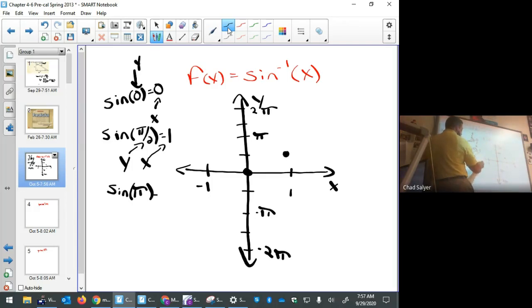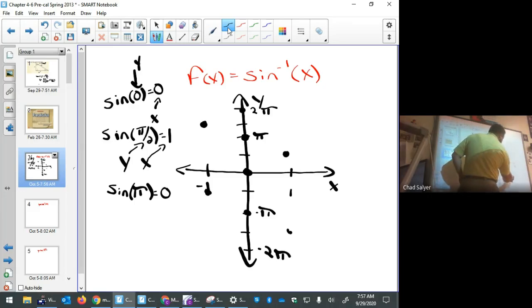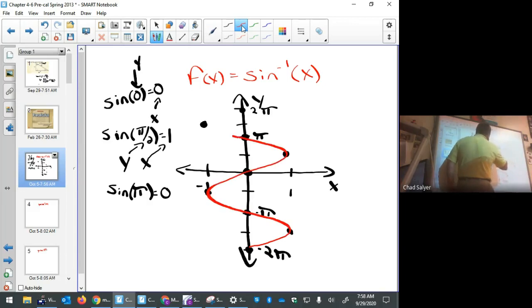Sine of pi is 0. Sine of 3 pi over 2 is negative 1. So you see how this is working? I'm just taking the ratios and making that the x, the angle that corresponds, making that the y. If I go to negative pi over 2, that's negative 1. Negative pi is 0. Negative 3 pi over 2 is positive 1. And negative 2 pi is 0. So we're going to connect these with a smooth curve. And that's going to be the inverse sine.